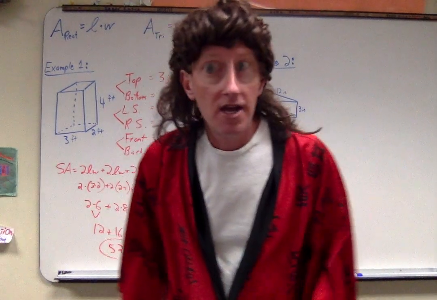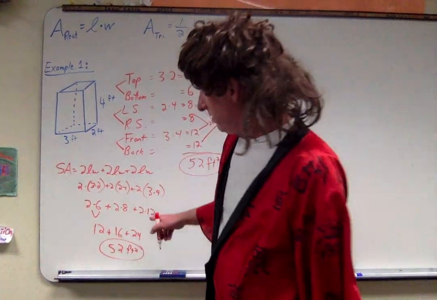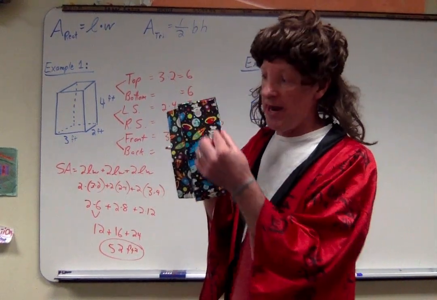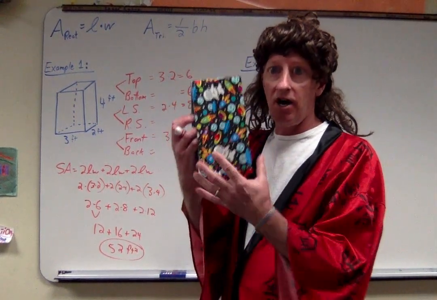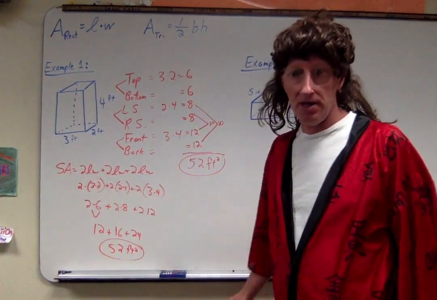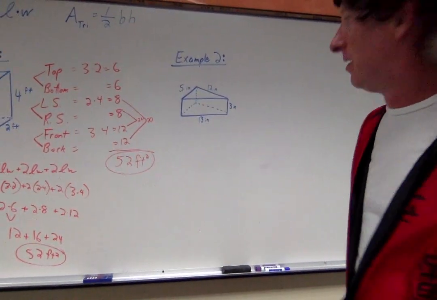Why is it squared? Because we're talking area. We're not in the volume yet. This is area. How many of these squares would fit on all the surfaces of this here rectangular prism? Let's take another look at a little more challenging example, everybody.